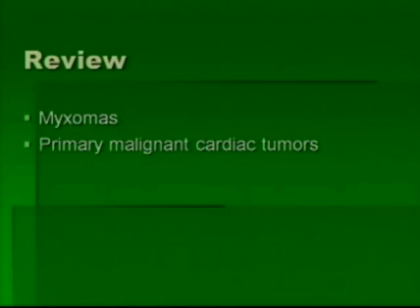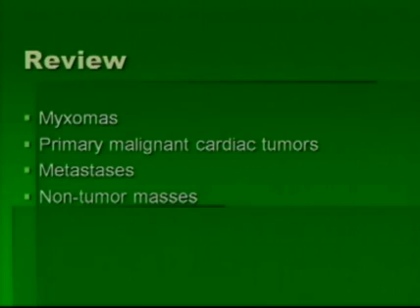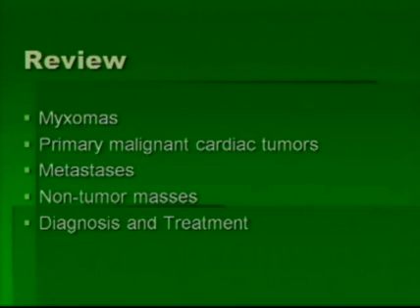So let's review. Myxomas and primary malignant cardiac tumors are the two primary cardiac tumors that we discussed. And for all intents and purposes, the benign ones are myxomas, the malignant ones are sarcomas. Then there's metastases that we discussed. There are non-tumor masses, which always have to be kept in mind, even though it's a really, really long list. Diagnosis and treatment: treatment is generally not very good for primary malignant tumors and metastases, but echo can provide some really key and important diagnostic tools.